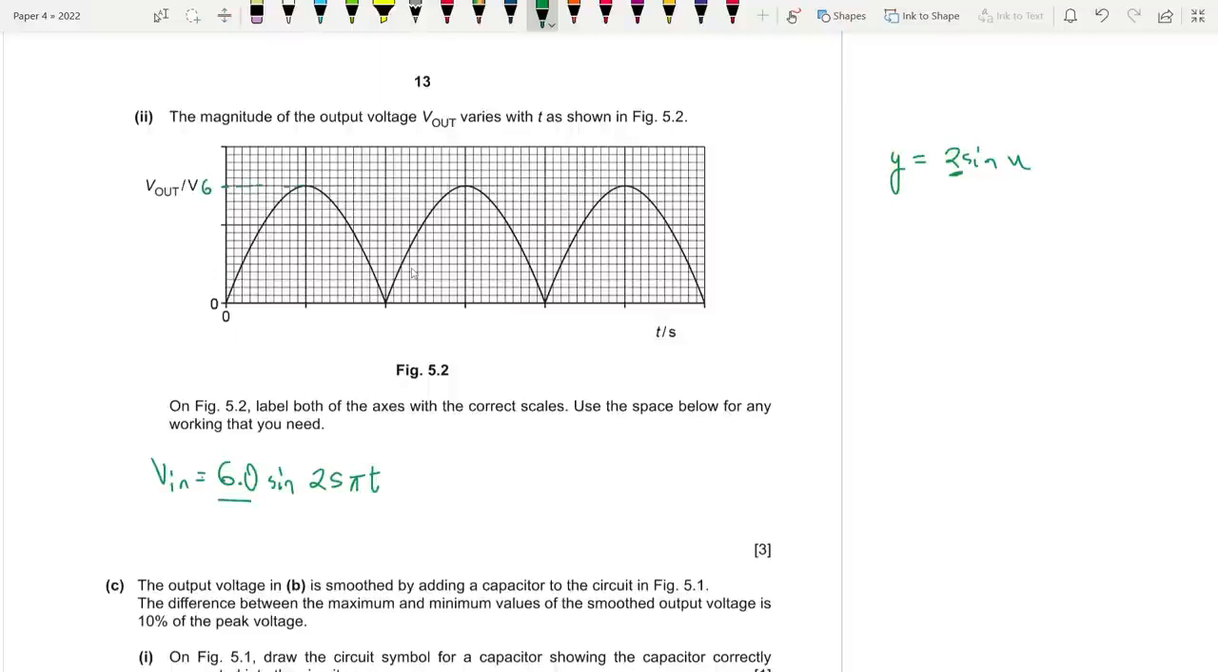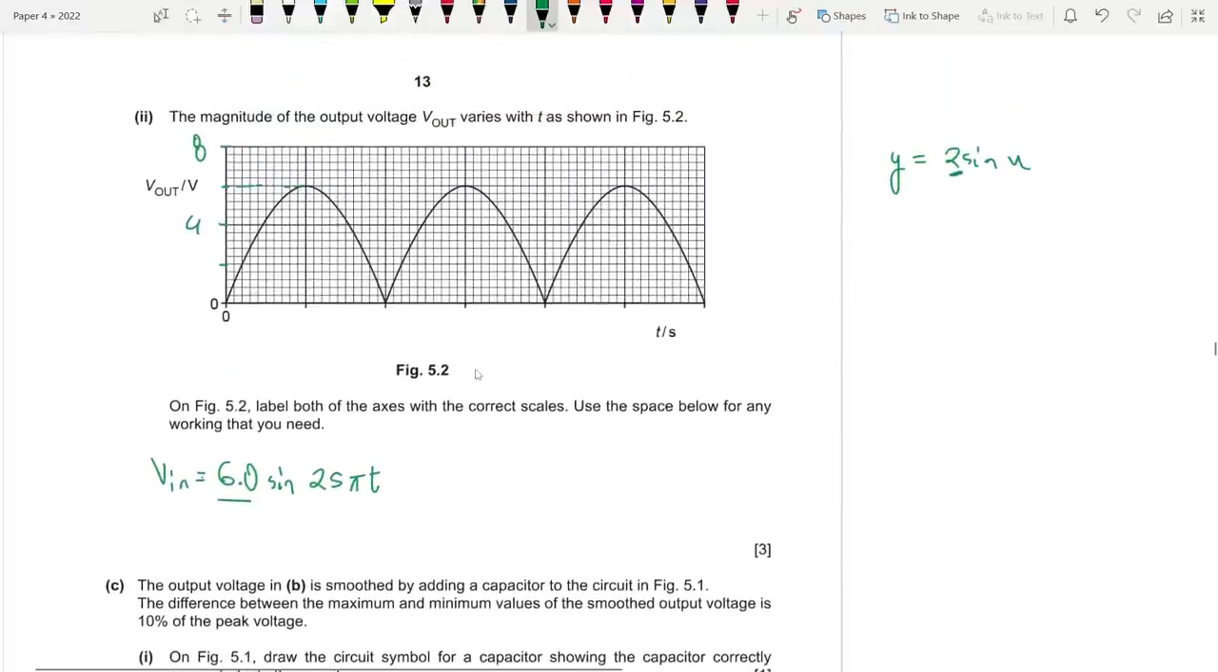So if this is 6, how should we label the axis? Each box is like 2 units, right? So 1, 2, 3, 4, 5. This is 2, this is 4, and this is 8, right? So you can label it like this 2, 4, 6, 8, or they just want this. This should be 4 and this should be 8. That's it. You could label 2 and 6. That's fine.